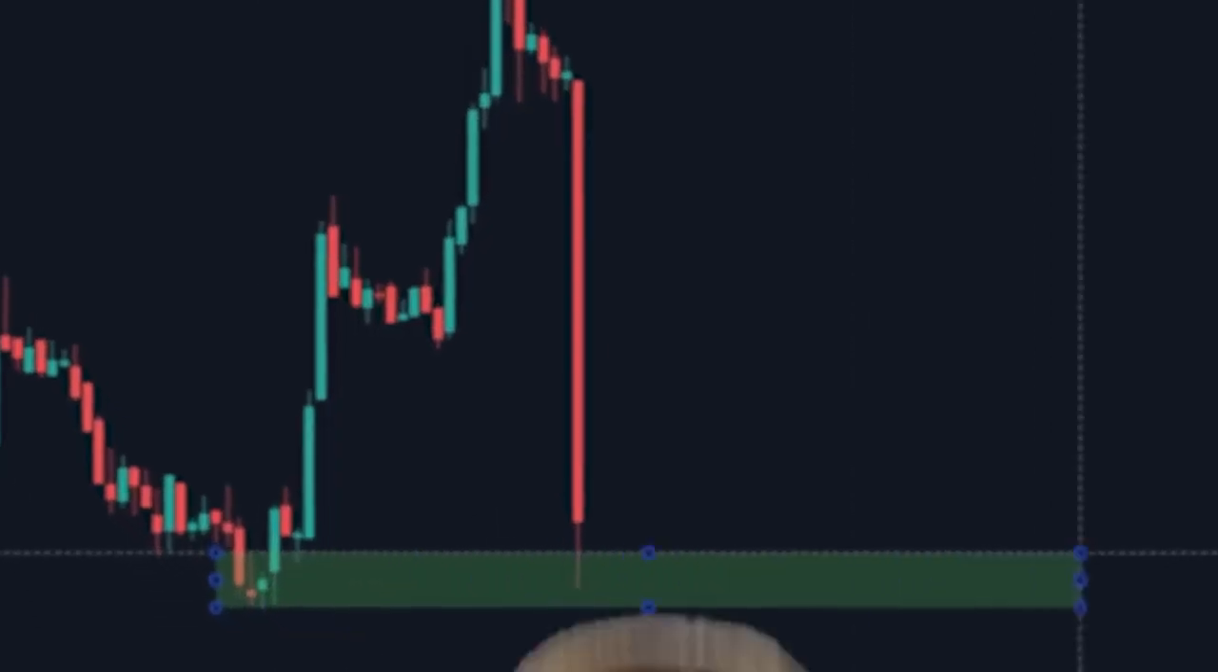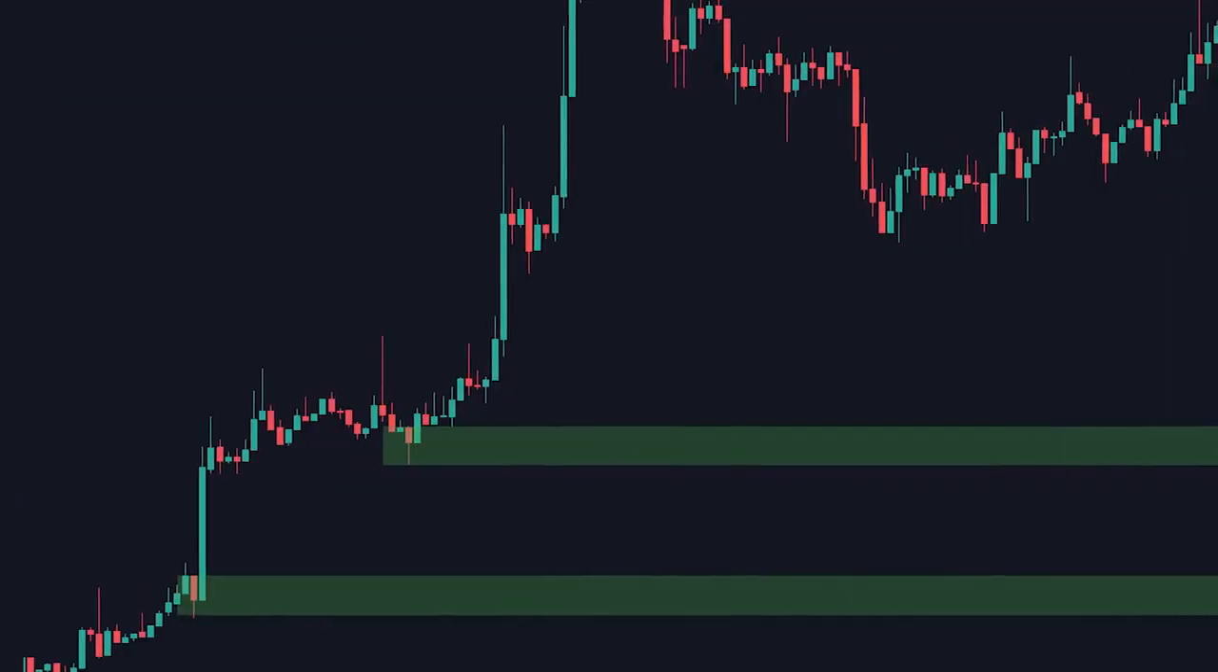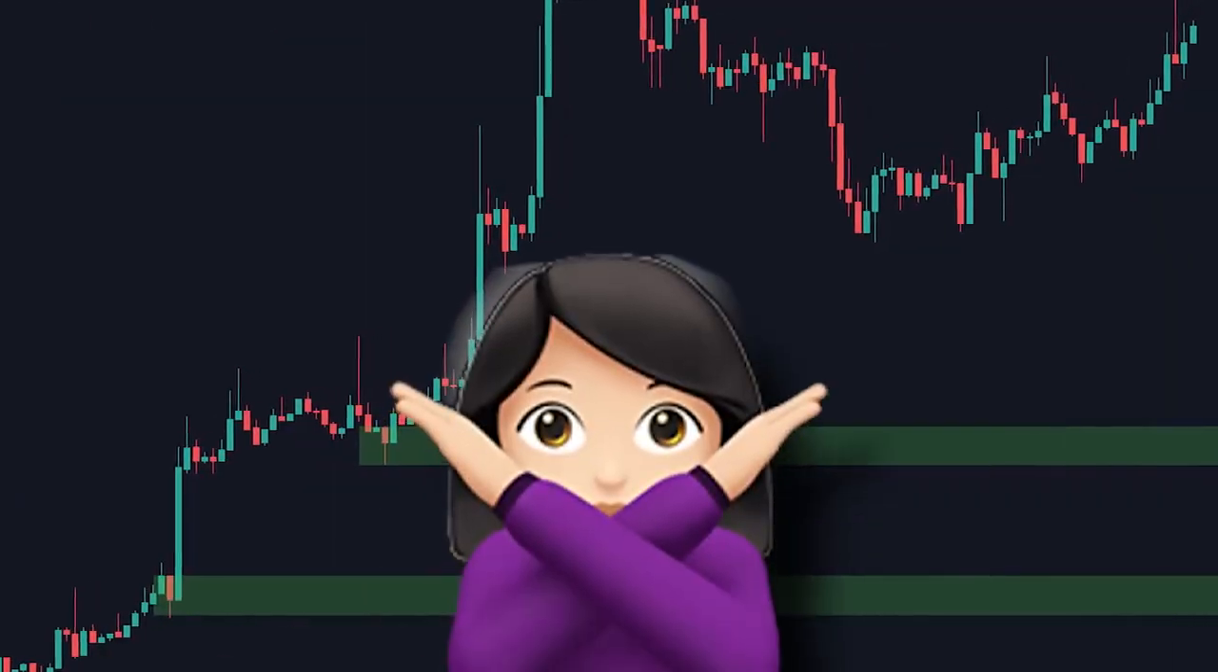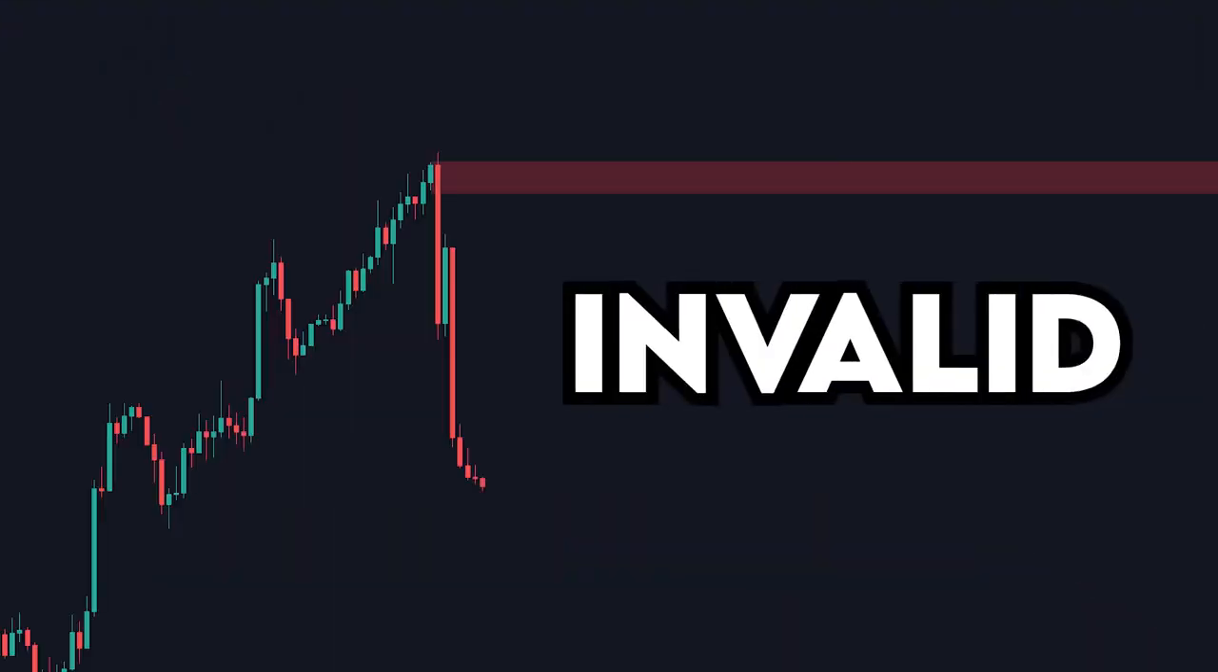The easy part is drawing the areas, but not all of these areas that we draw are going to be good areas. Actually, most of them are going to be invalid areas. This is how you decipher a valid area from an invalid area.